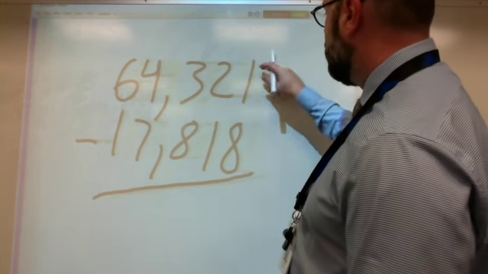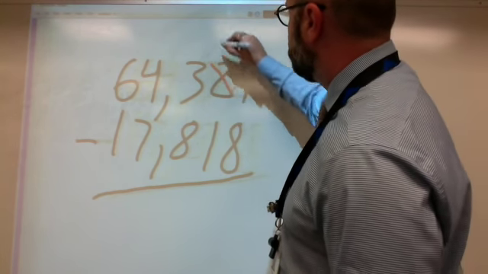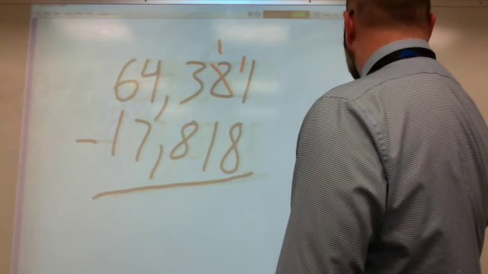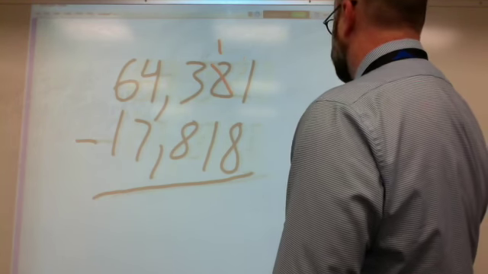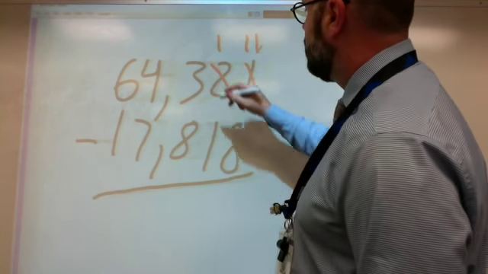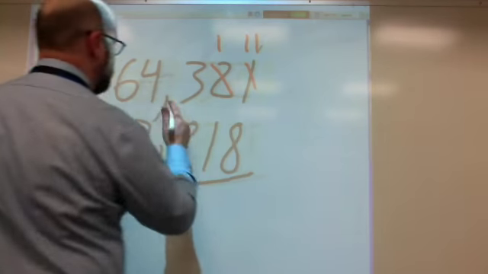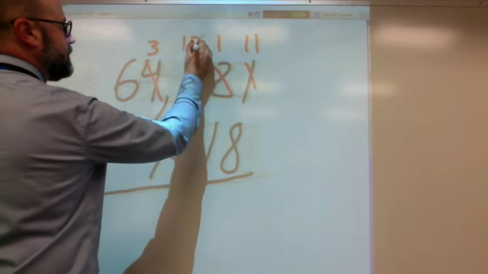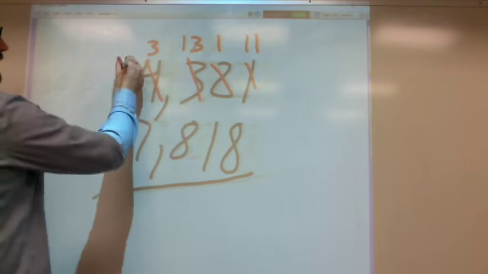So I'm going to start. Can't do that, so I'm going to have to go ahead and do this. Or maybe this will make it easier too. That becomes 1. Cross that out, and that becomes 11. I can't do 3 minus 8, so I'm going to have to come over here, and that becomes 3. Cross that out, it becomes 13. Can't do that.